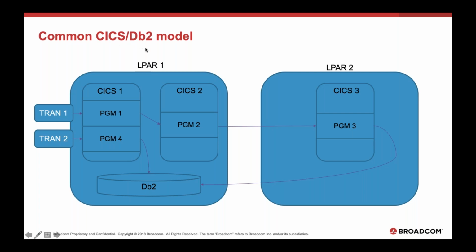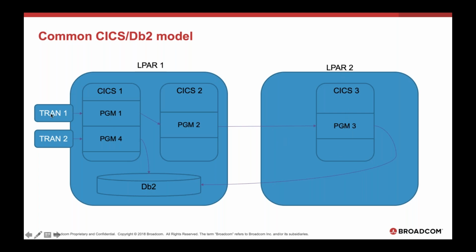It's just a very common CICS DB2 model. On LPAR1, there's 2 CICS regions. In the first region, there's 2 programs here, program 1 and 4. In the second one, there's program 2. In CICS3, there's program 3. This is in the second LPAR.